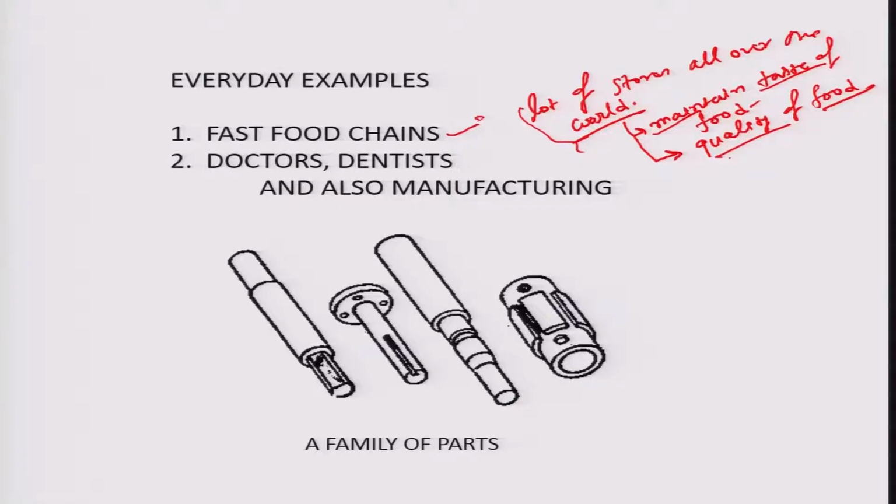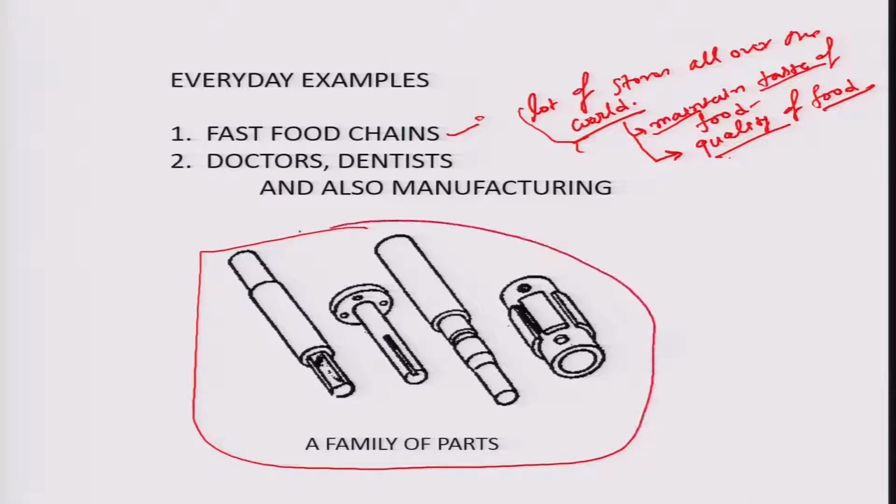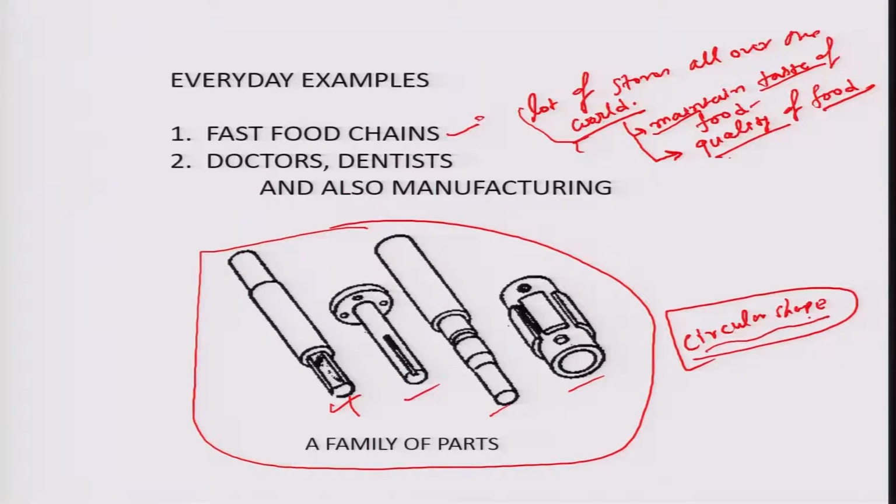Similarly you can see here the family of parts. I will explain what a family of parts is. You can see here four parts, and each has some similarity. All are circular in shape, so you can distinguish these objects by their circular shape. These are called a family of parts.